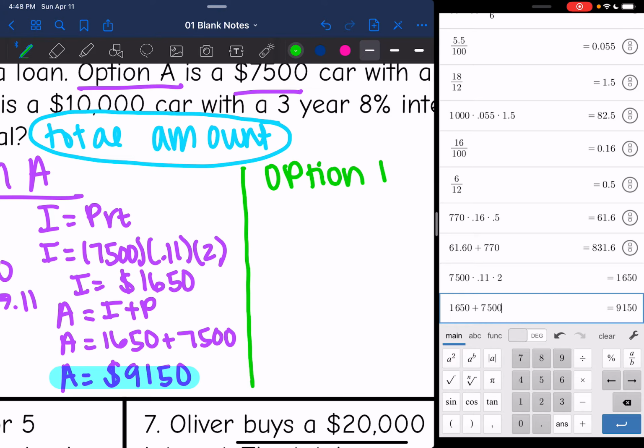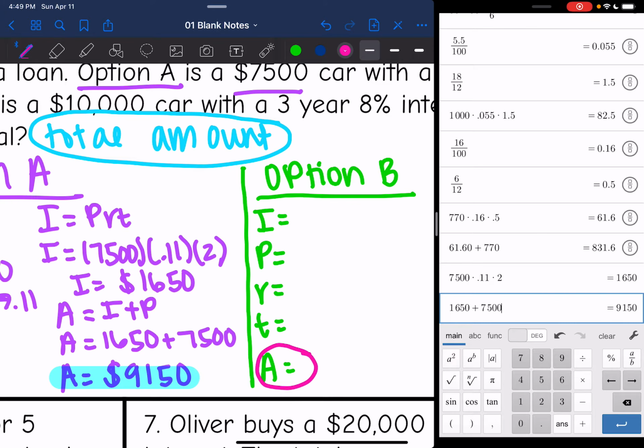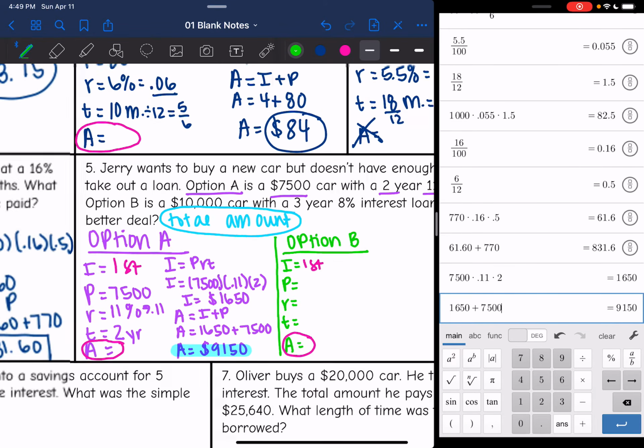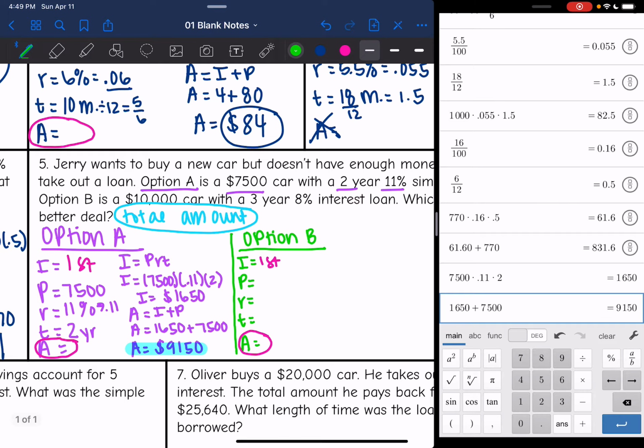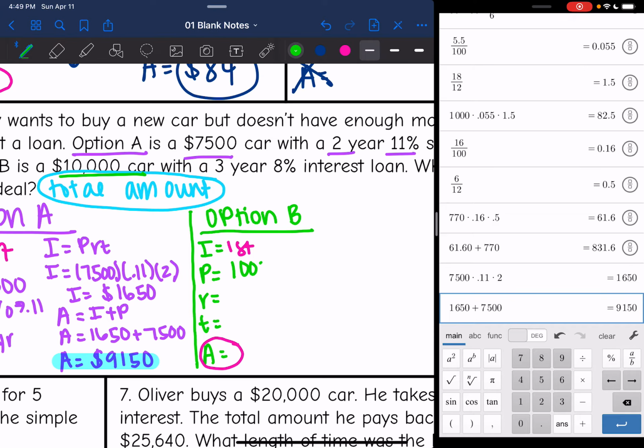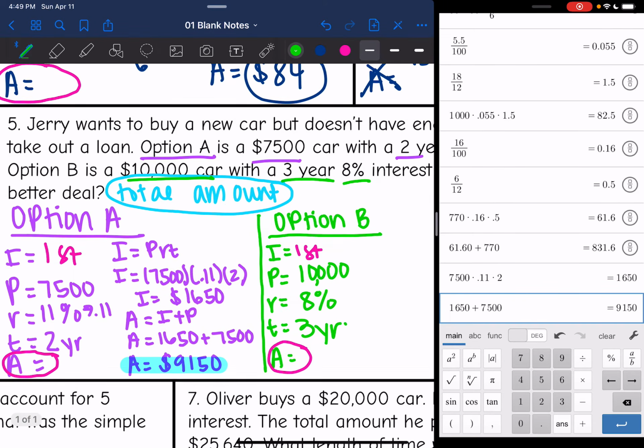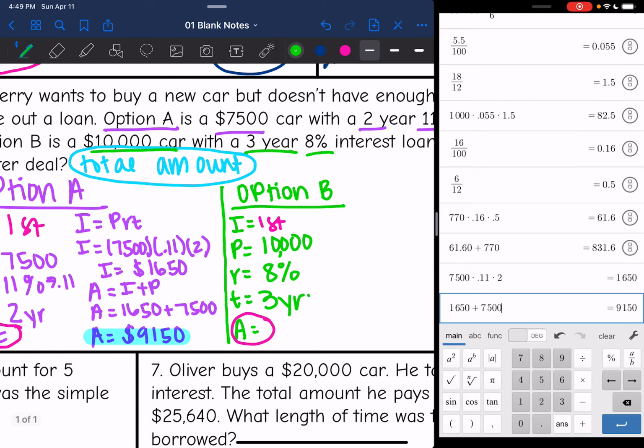So option B, I'm also going to want to find the total amount. So let's write out the variables. I want the total amount. I'll have to find the interest first. So it says option B is a $10,000 car loan with a 3-year 8% interest loan. So now let's find the total amount for option B, and then we can compare the two of them.